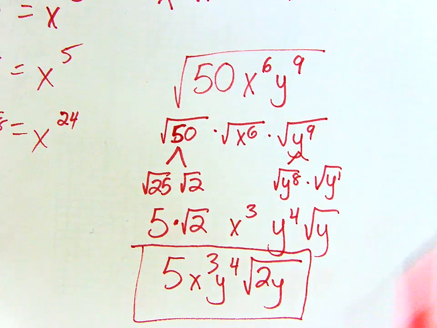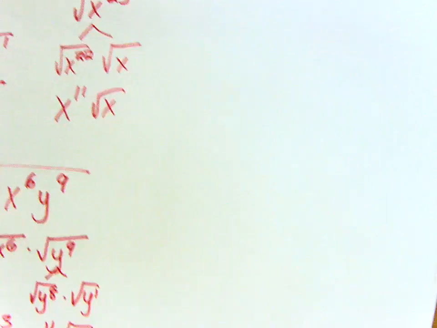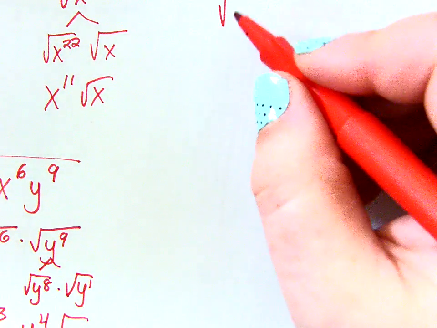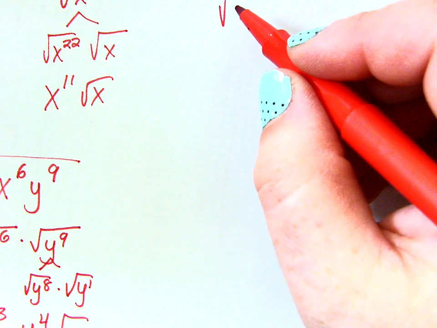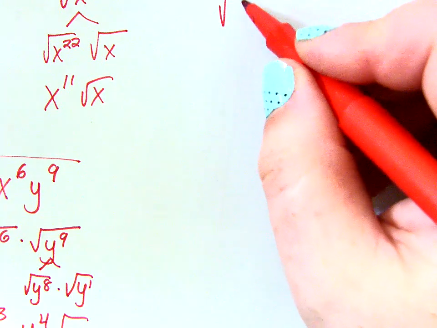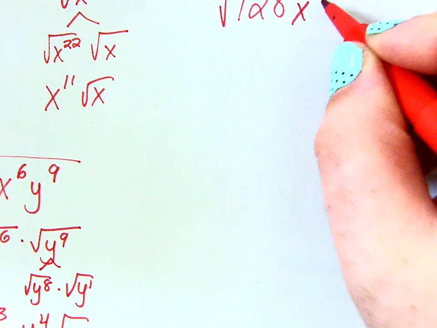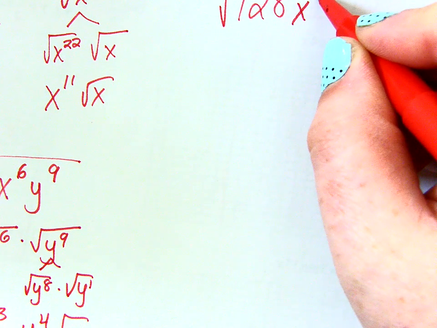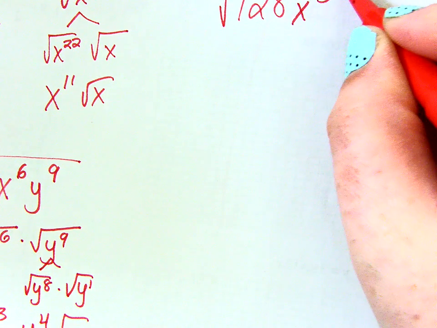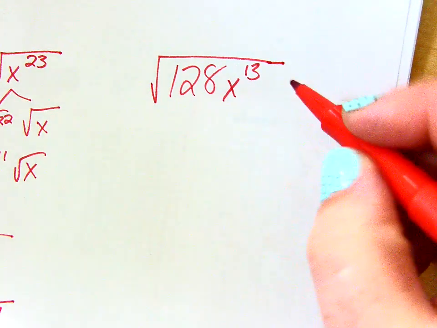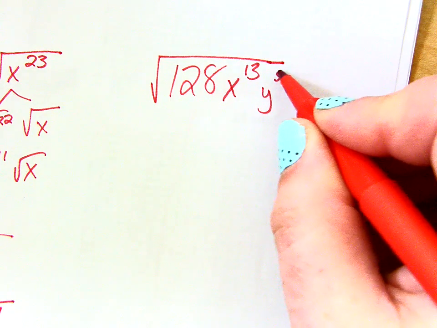So I'll give you one more try before we do a different root. Say I asked you to do the square root of, oh, how about 128 x to the 13th. And let's do y to the 50th.